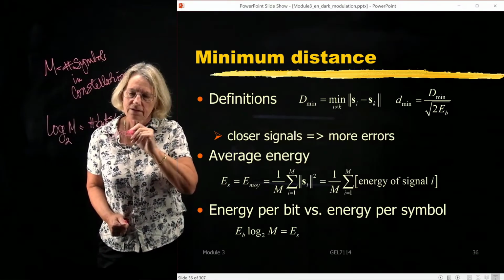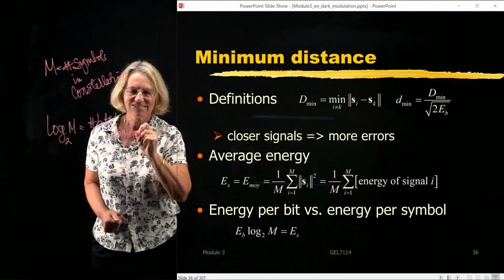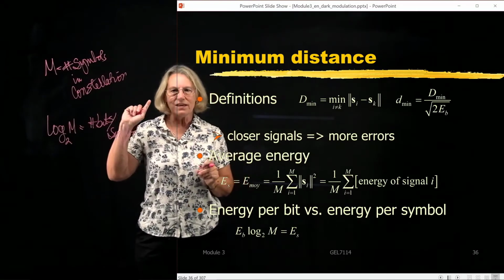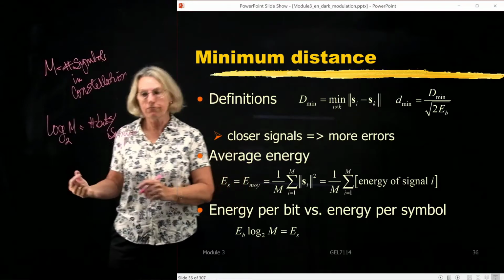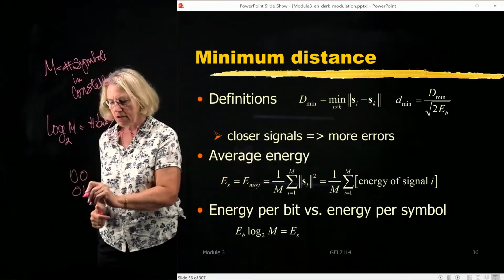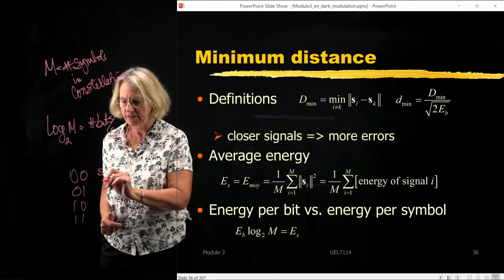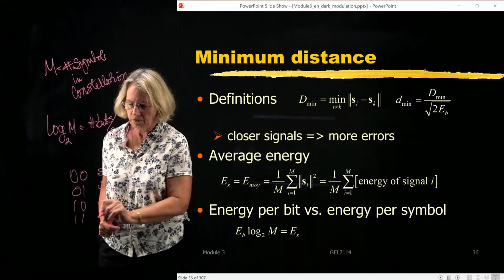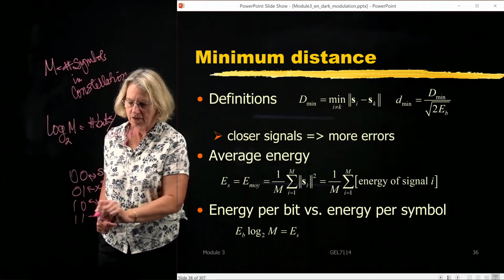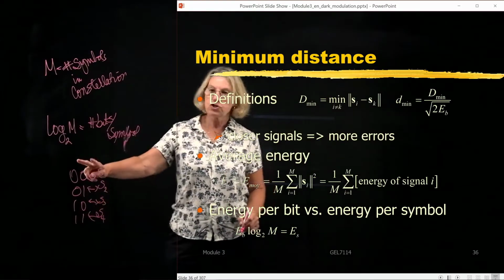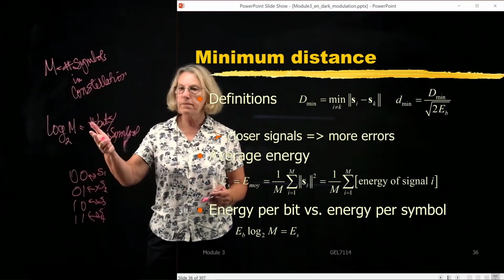Oops, symbol. Sorry. So for M equal 2, of course there's 1 bit per symbol, because a symbol is a bit. For M equal 4, I could have this correspondence between bits and symbols for symbol 1, symbol 2, symbol 3, symbol 4. And because there are 4, there are 2 bits per symbol. And of course, as my constellation is larger, there are more bits per symbol.